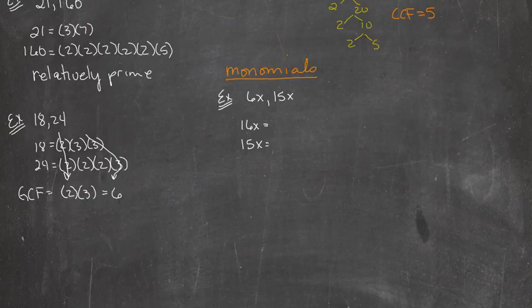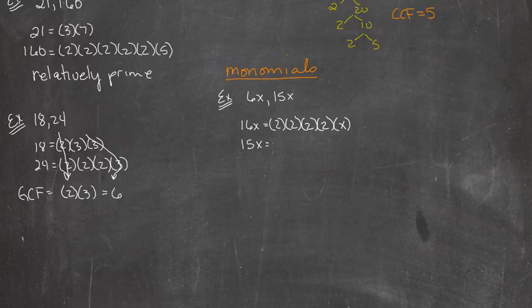The 16, start with just the numeral. 16 divides by 2, leaving 8, which divides by 2, leaving 4, which divides by 2, leaving 2, and 2 is prime. And then I have 1x multiplied in as well. So 2 times 2 is 4, times 2 is 8, times 2 is 16, times x is 16x.